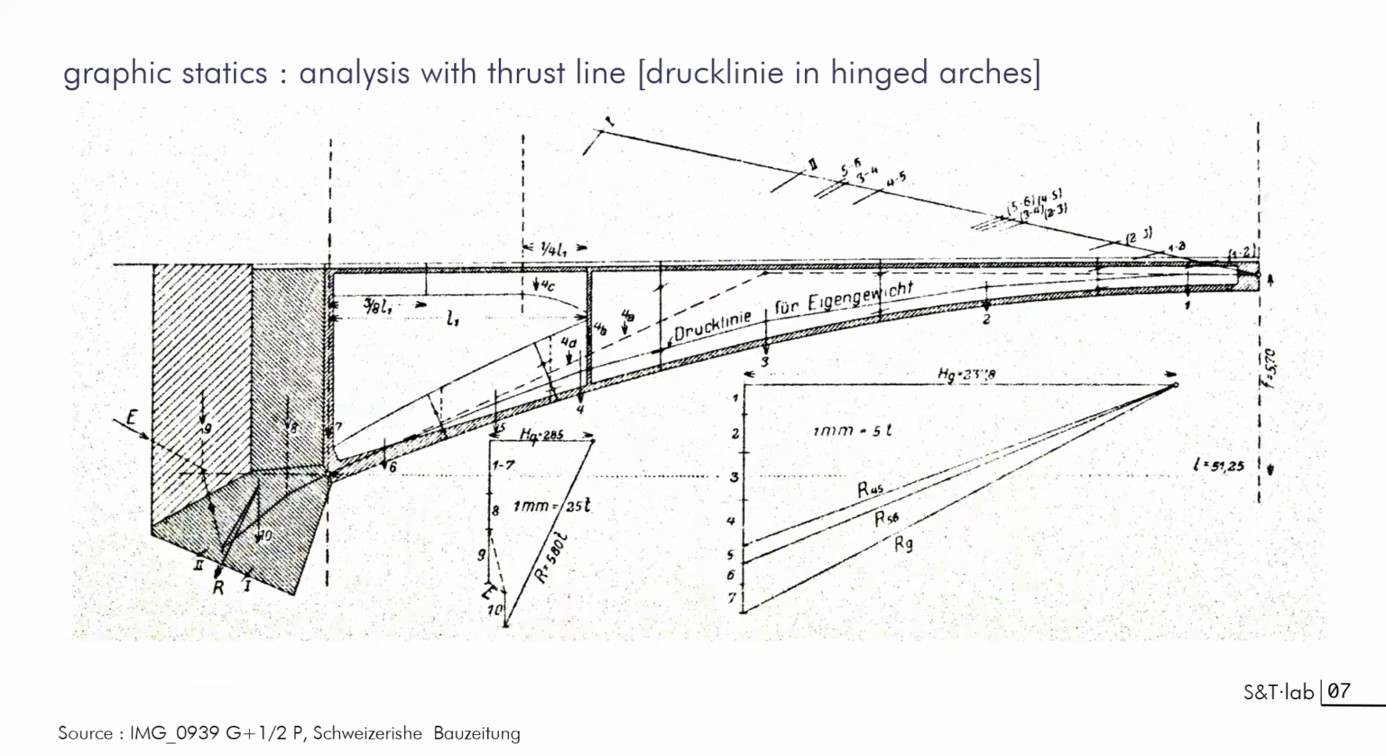Another example is the theory of the thrust line as applied to hinged concrete arches. This has been applied, of course, to stone masonry, but also to masonry bridges with bricks or stones. And this application is from Robert Maillart again, in a bridge of 1905, in which you can see in the middle of the screen the trajectory of the thrust line for the self-weight, the dead weight.